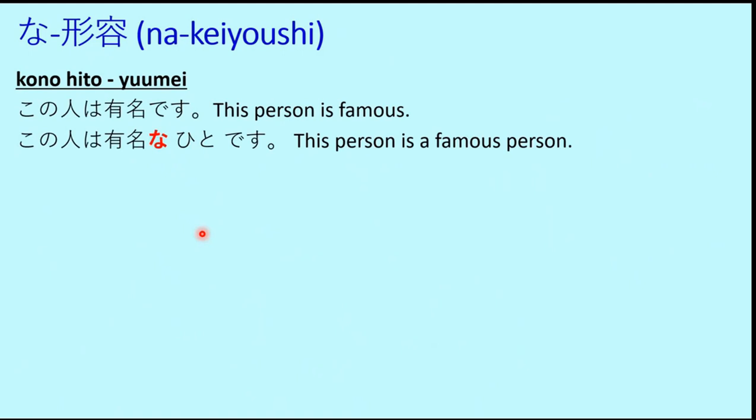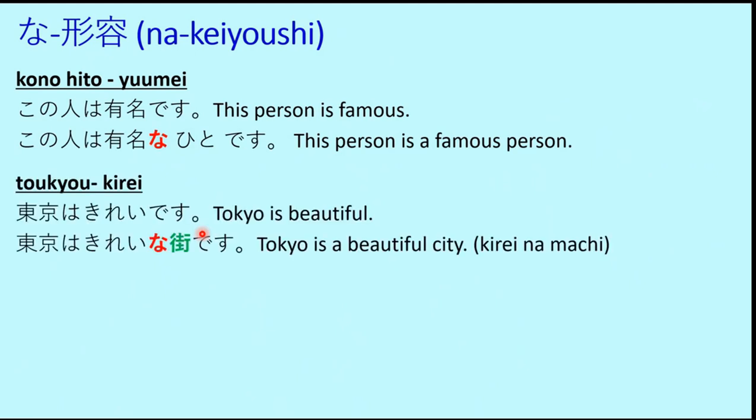Kono hito yumei. So kono hito wa yumei desu. That means this person is famous. Here kono hito means this person. That means kono is used as an adjective here. And another adjective is famous, which is yumei. So this person is famous. And if we want to say this person is a famous person, then it will be kono hito wa yumei na hito desu. This person is a famous person.